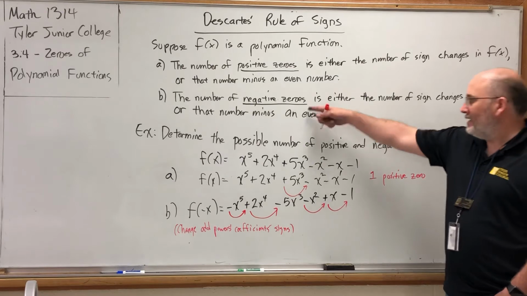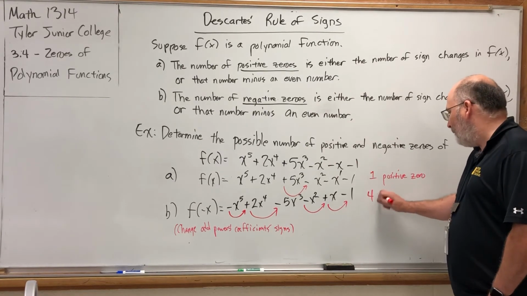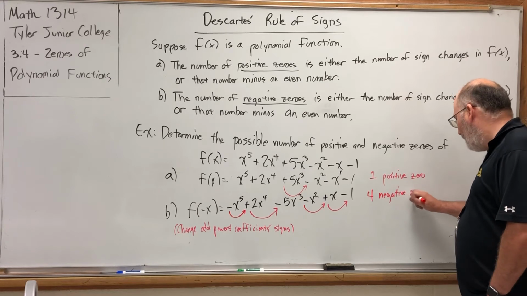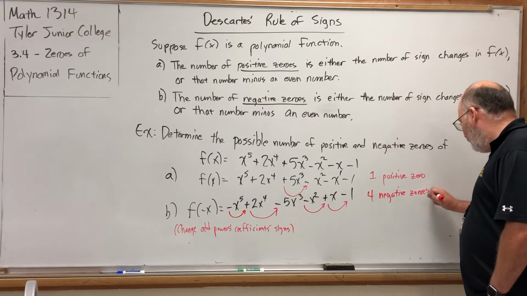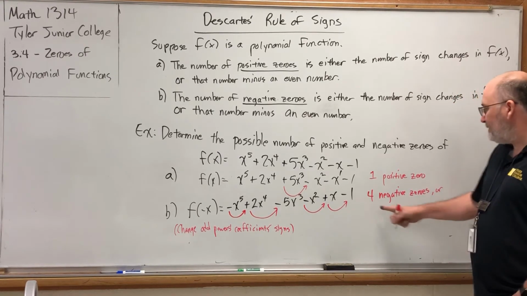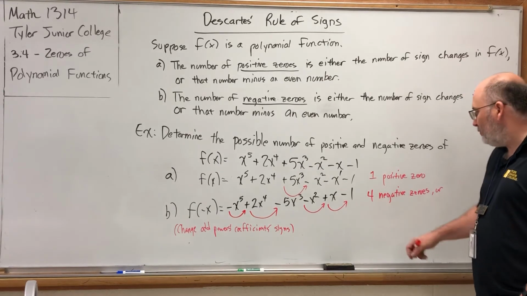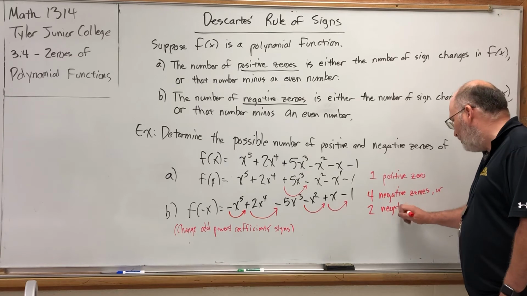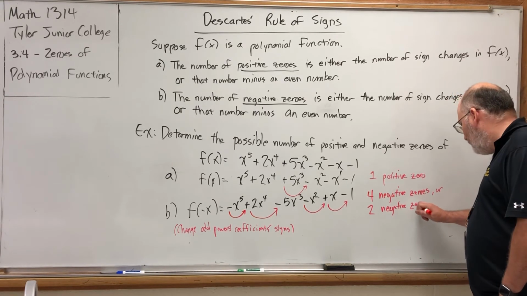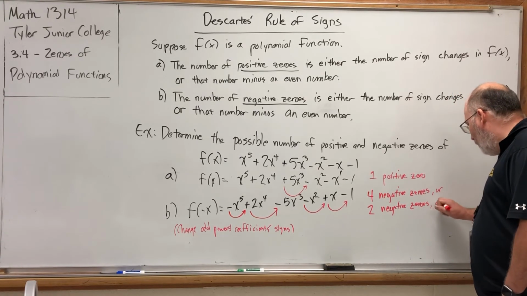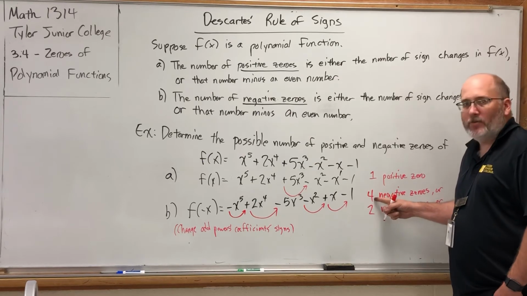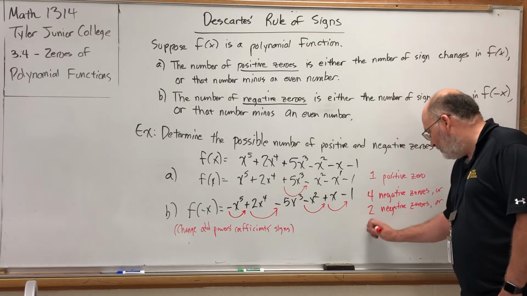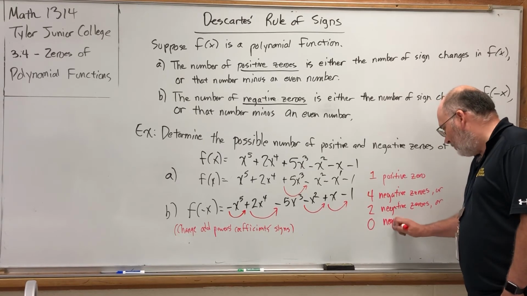Remember, we're counting negative zeros. So that means there are 4 negative zeros, or this minus an even number. If we subtract 2, 4 minus 2 is 2. So maybe there's 2 negative zeros. Or if we subtract a bigger even number, or equivalently subtract 2 again, there could be 0 negative zeros.